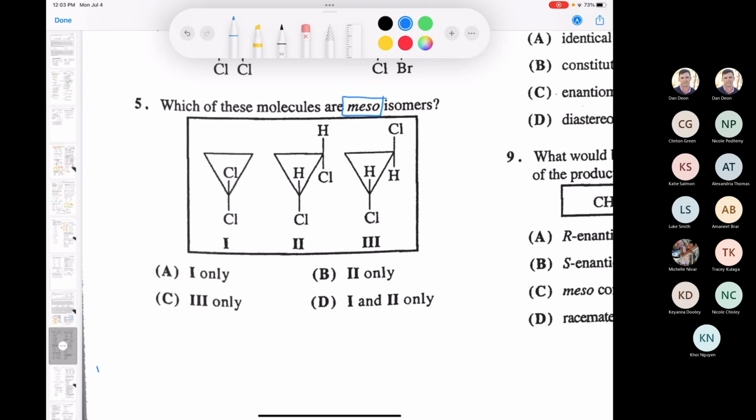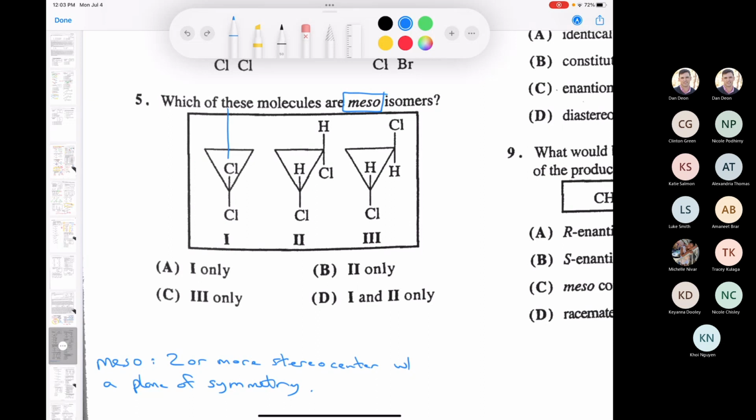Meso means you've got 2 or more stereocenters with a plane of symmetry. So which one of these 3 compounds fits that bill? One has a plane of symmetry in it, there's no doubt about that, but it's got no stereocenters. So we can cross out A and D.